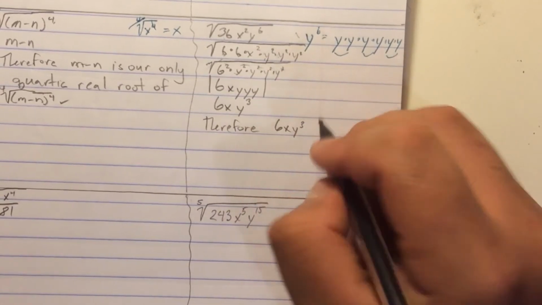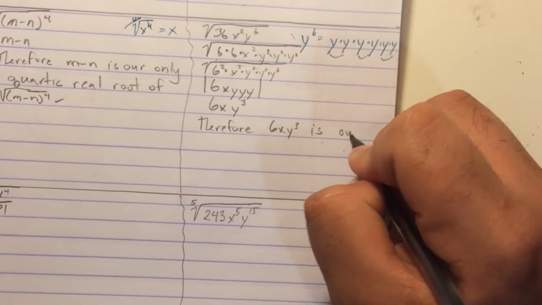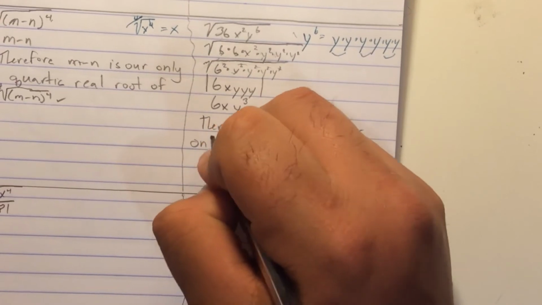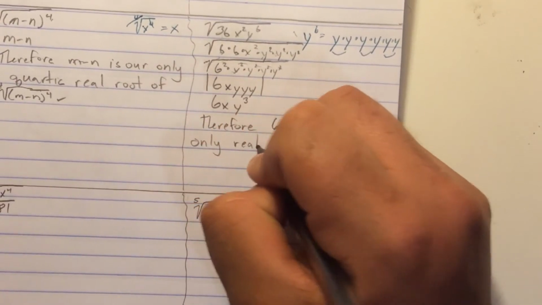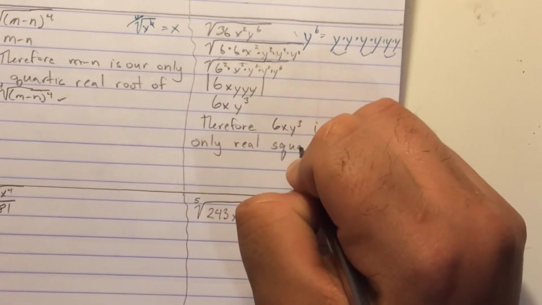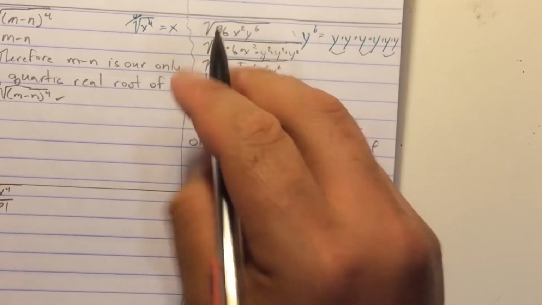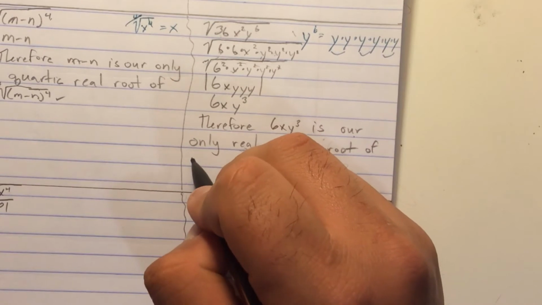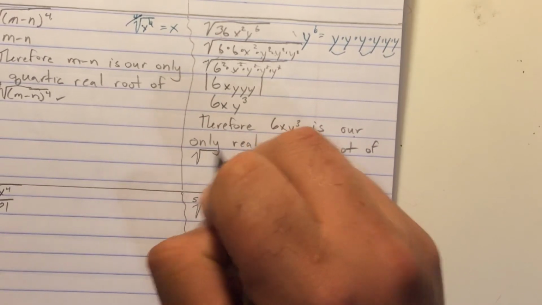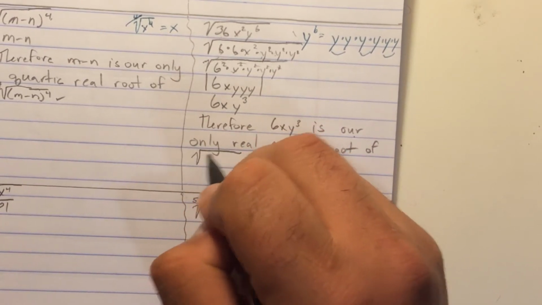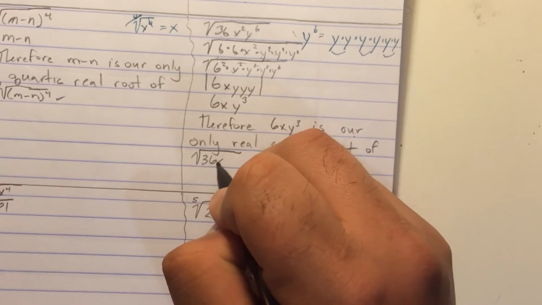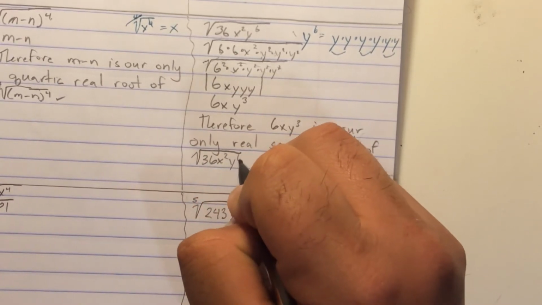So 6xy to the third power is our only real square root of our radical expression, the square root of 36 times x squared times y to the sixth power.